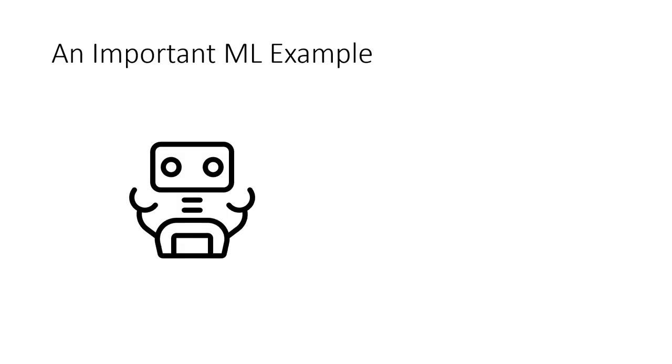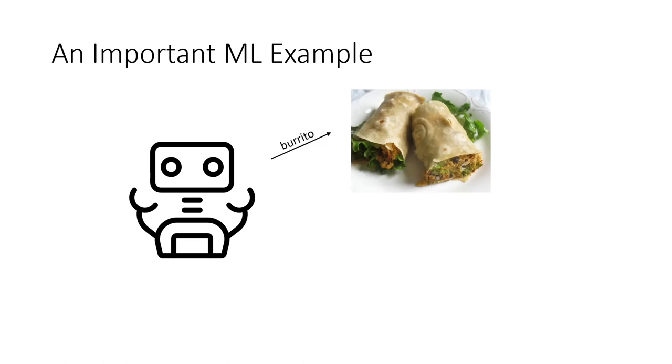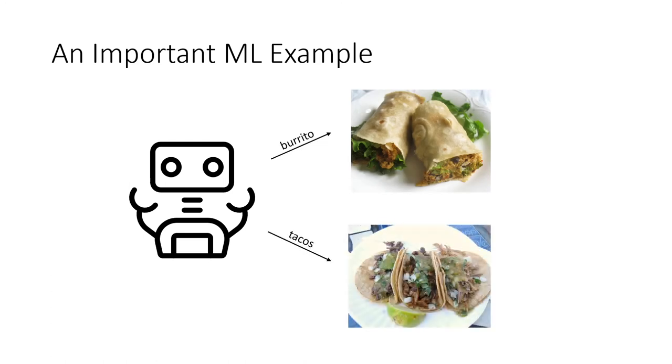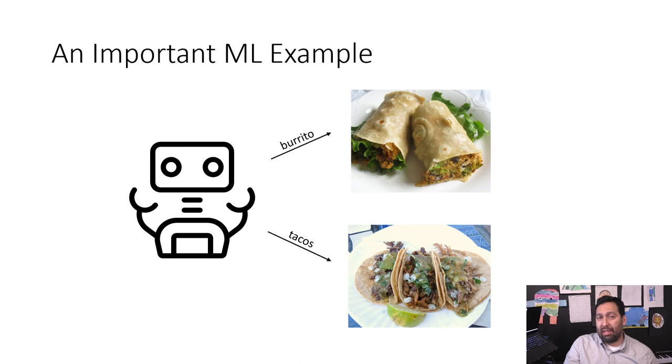So today we're going to go through a very important machine learning example. I think it has implications for society at large. I think it's going to help many people figure out how to get world peace, etc. We're going to create a machine learning model that learns to detect between a taco, a burrito, and a taco. And to me, this is a very important problem. So that's what we're going to be doing today.